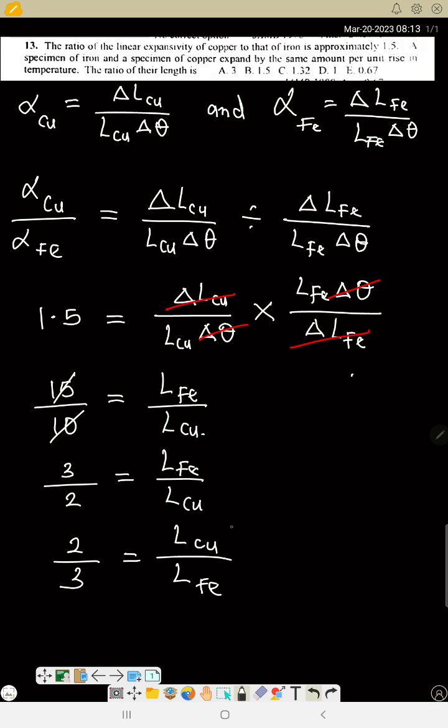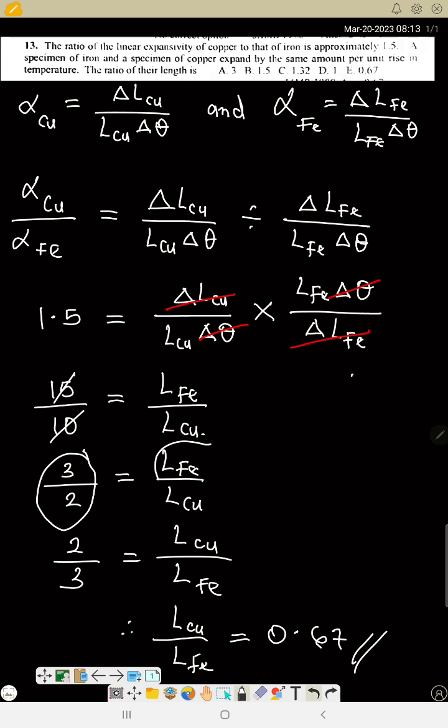So that means this is the ratio of their lengths, in terms of copper and iron. So that means this becomes length of copper divided by length of iron. So 2 divided by 3 is 0.67. So that will be 0.67 answer. So that's the final answer. So normally if you leave it here, it will be 1.5, but that will be iron to copper. But in the question, we have the ratio of linear expansivity of copper to that of iron. So I have to make it length of copper over length of iron. So that is 0.67.